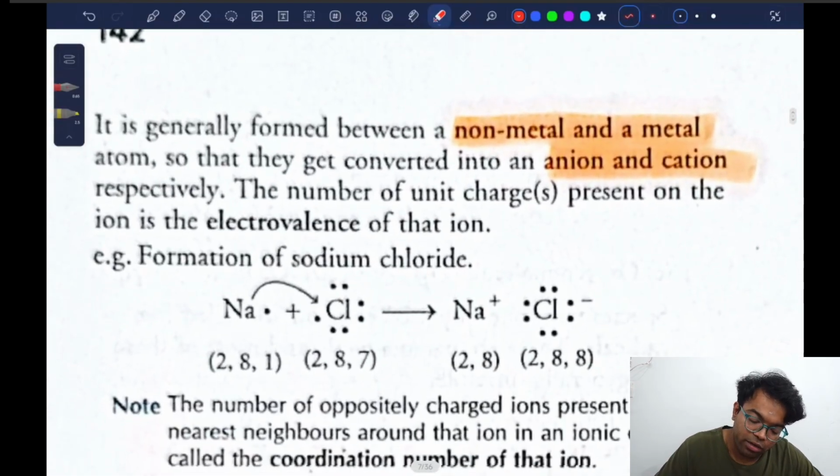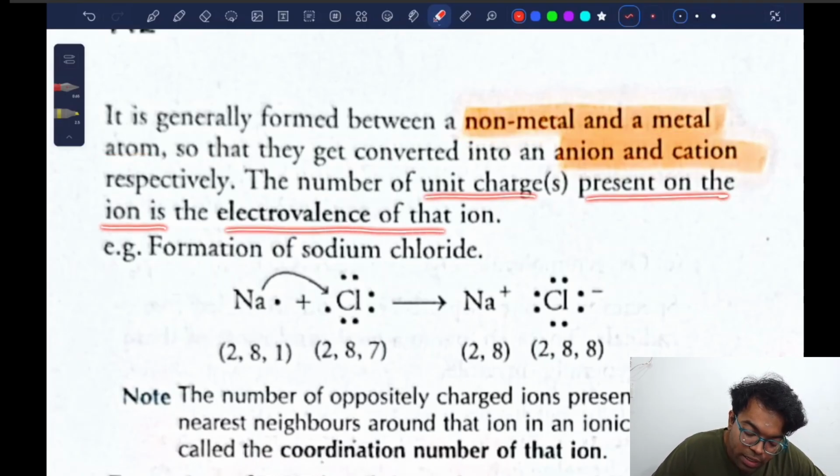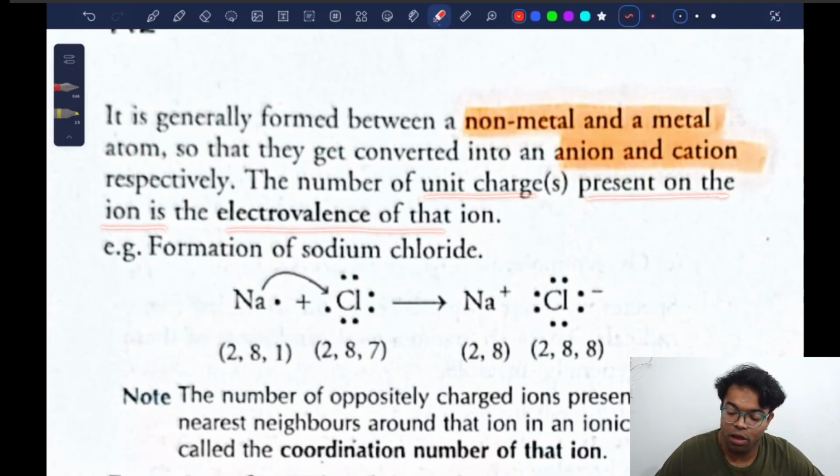Next, we are going to start with the ionic bond. In general, it is formed between a non-metal and a metal atom so that they get converted into an anion or a cation respectively. The number of unit charge present on the ion in the electrovalent compound is known as the electrovalence of that ion. For example, sodium is able to lose an electron and form a plus one charge because of the loss of electron. Similarly, chlorine is able to get a negative one charge due to the acceptance of the electron.